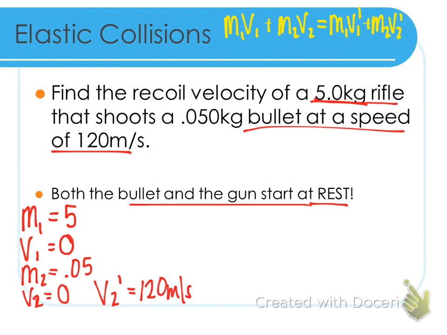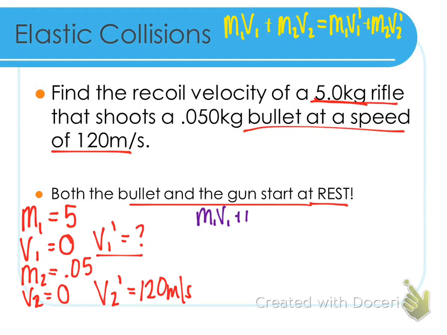So let's go ahead and start plugging these into our equation. We're going to solve for recoil velocity, which means we're solving for V sub 1 prime. We know V sub 2 prime. Our question is to solve for V sub 1 prime, the velocity of the gun. All right, so let's go ahead and plug these into our equation.